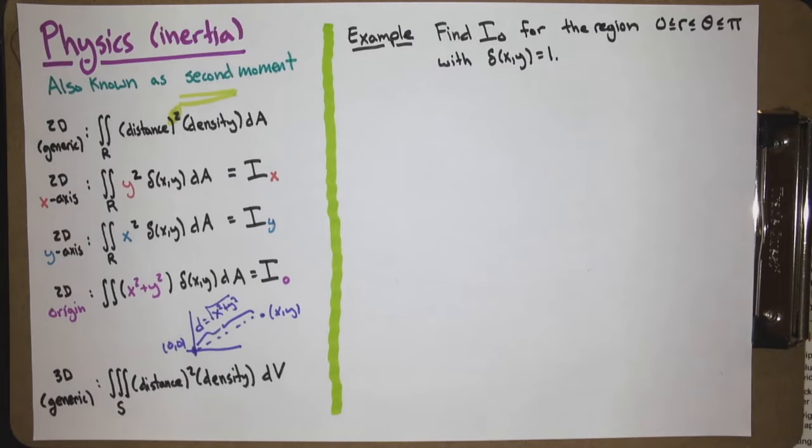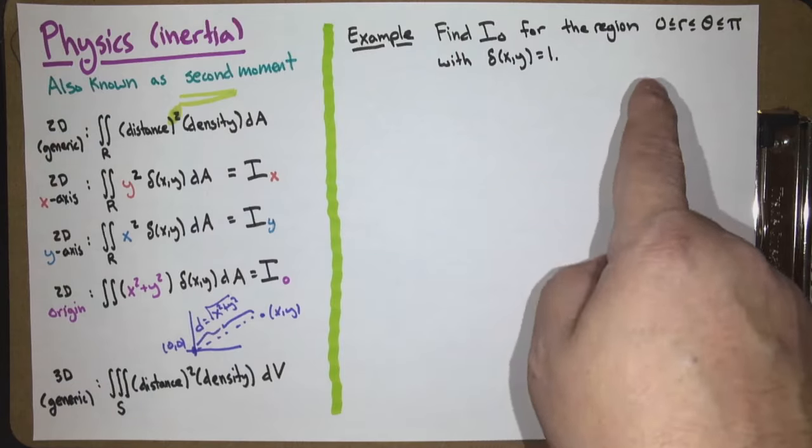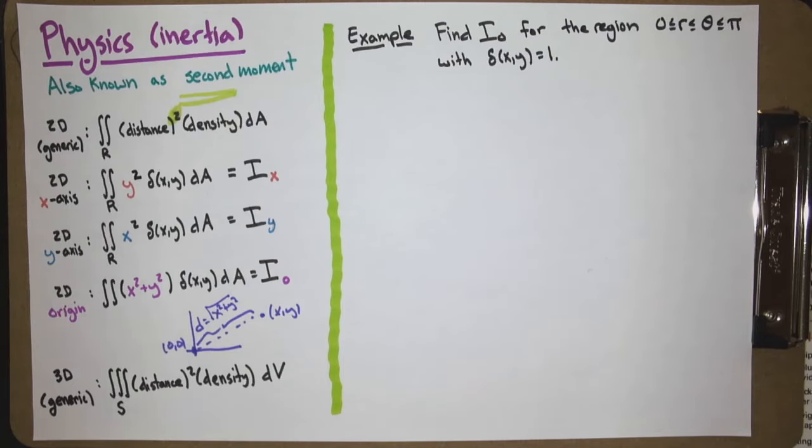Okay, so another problem. This one's from a final. I remember this one because this was before I got good at drawing pictures. I'm so much better at drawing pictures now. So find inertia with respect to the origin. That's what the notation means when you see a 0. For the region 0 less than or equal to r less than or equal to theta, theta less than or equal to pi, and the density is 1.